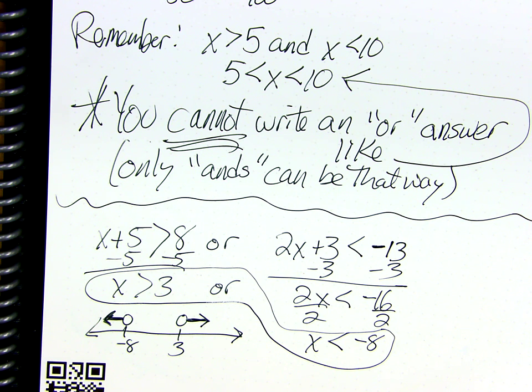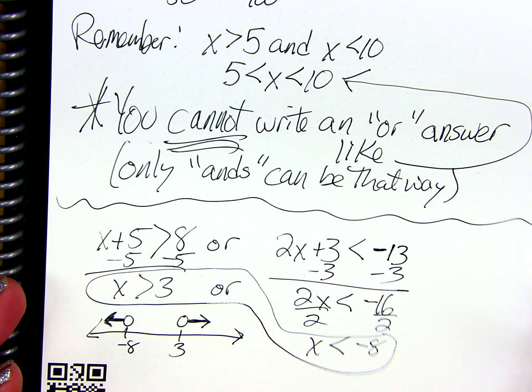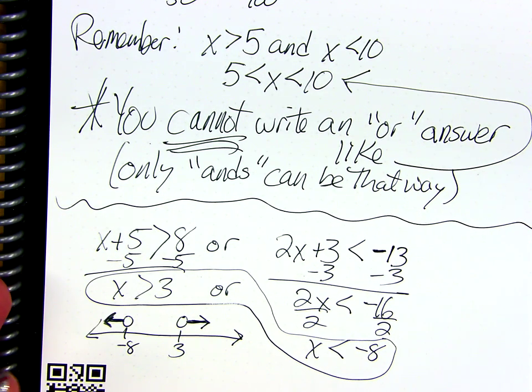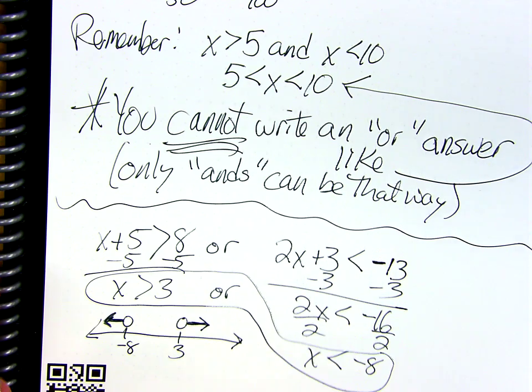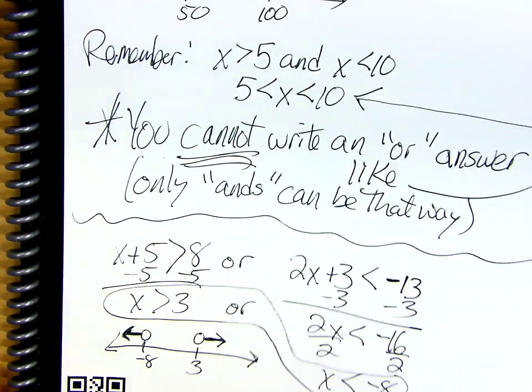Do you still have to flip the symbol if you multiply or divide by a negative? Yeah. Of course you do. That's for all inequalities all the time. It doesn't matter if they're ors, ands, if they don't have ors and ands, always. Multiplying or dividing by a negative flips that symbol over. So let's try some like that.